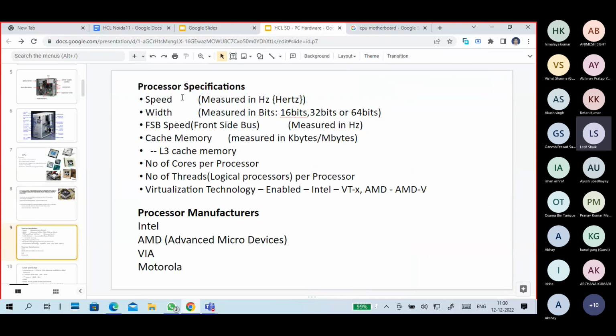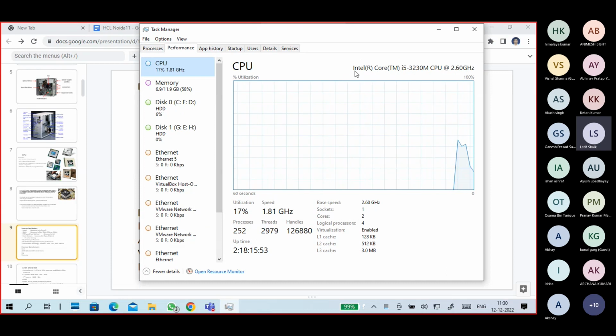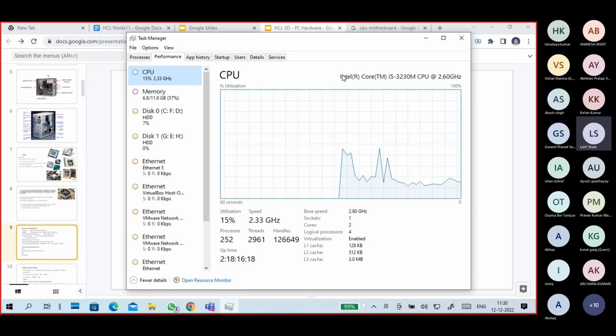Every processor has certain properties, certain specifications, which you have to check. First one is speed. Normally when you check your processor, you check what model it is: Intel processor, AMD processor. If you take a mobile phone, Snapdragon, MediaTek, or Exynos, Motorola processors are there. So for different purposes we use different types of processors. Normally for computers and laptops, we use Intel or AMD in general. This is an i5 processor 3230M. It's a 2.6 gigahertz processor with two cores, four logical processors, and of course it is a 64-bit processor. Virtualization is enabled, and the L3 cache is 3 MB.